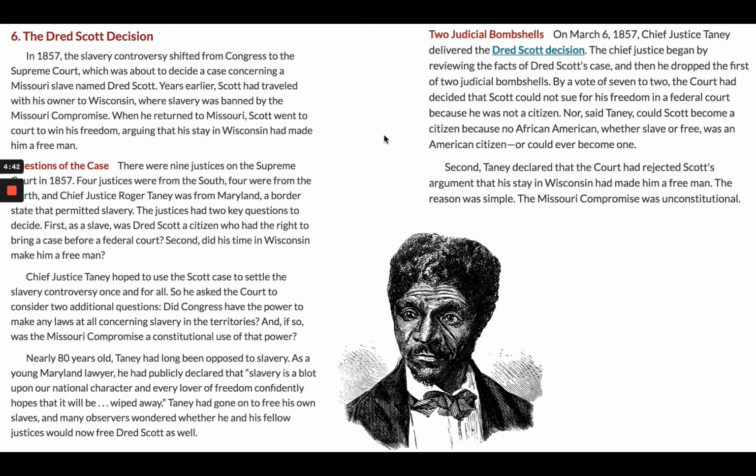And then the second bombshell is that Taney declared that the court had rejected Scott's argument that his stay in Wisconsin had made him a free man. The reason was simple. The Missouri Compromise was unconstitutional, meaning Congress did not have the power to pass the Missouri Compromise. It has no authority to do that. All right, and then here's a drawing of Dred Scott in the Supreme Court. All right, people are going to freak out over this.